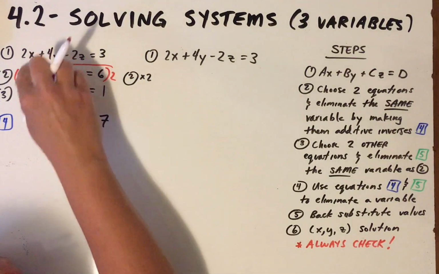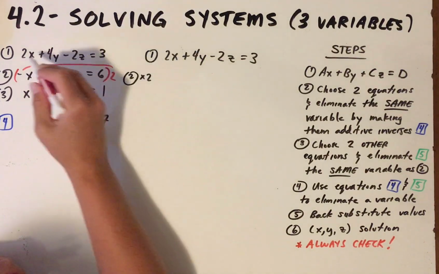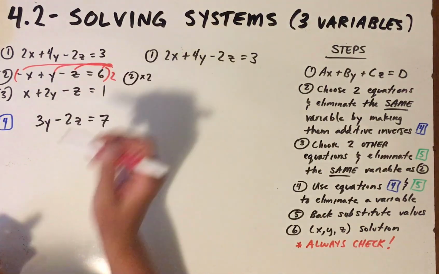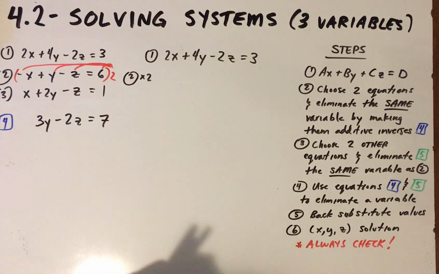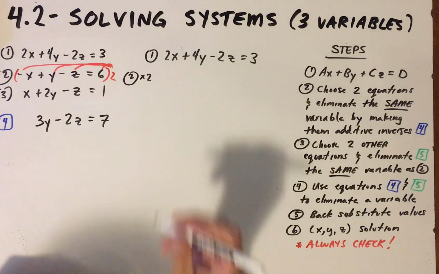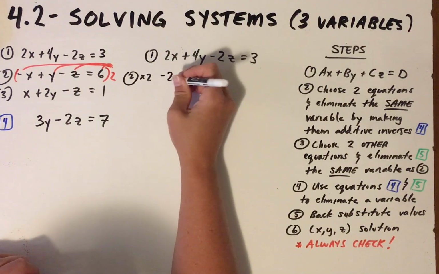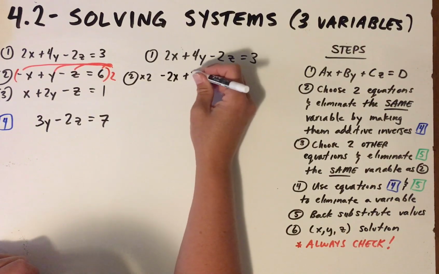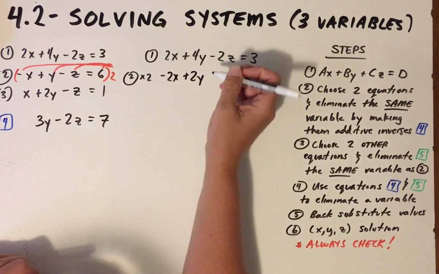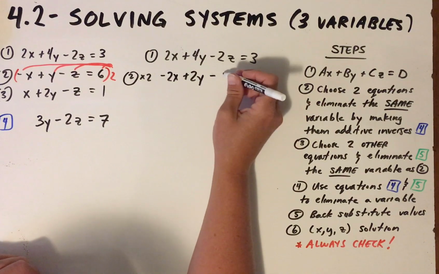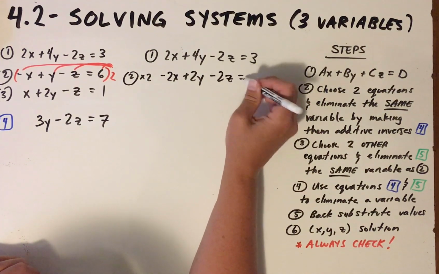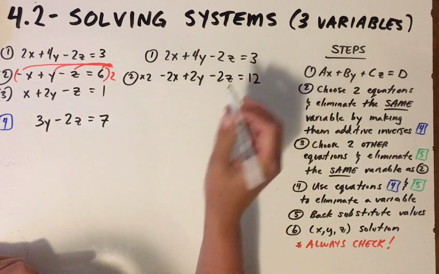And I'm doing that because I need these x's to be additive inverses. This one's 2, I need this one to be negative 2. I'm not looking at any other part of the equation. I don't really care how it affects the rest of the equation. I'm only trying to eliminate x. So I'm going to get a negative 2x plus 2y minus 2z, and that's going to be equal to 12.